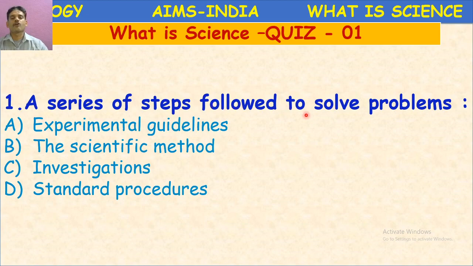A series of steps followed to solve problems. Experimental guidelines, the scientific method, investigations, standard procedures. Come on, children. Answer the question. Series of steps followed to solve problems. What is that method? The scientific method. Here the answer is B. B is the correct answer.